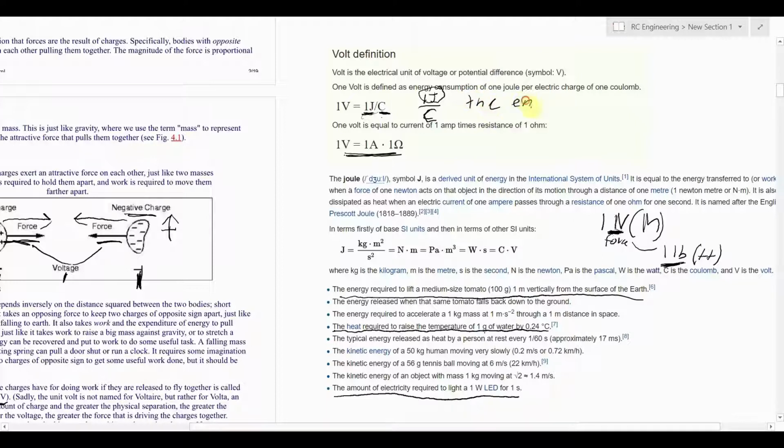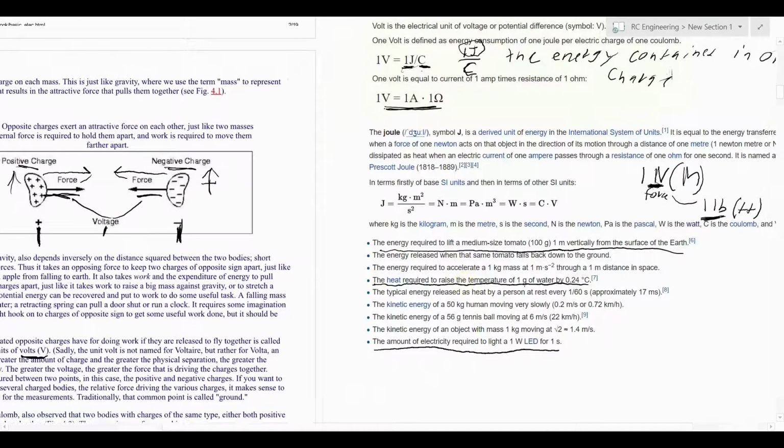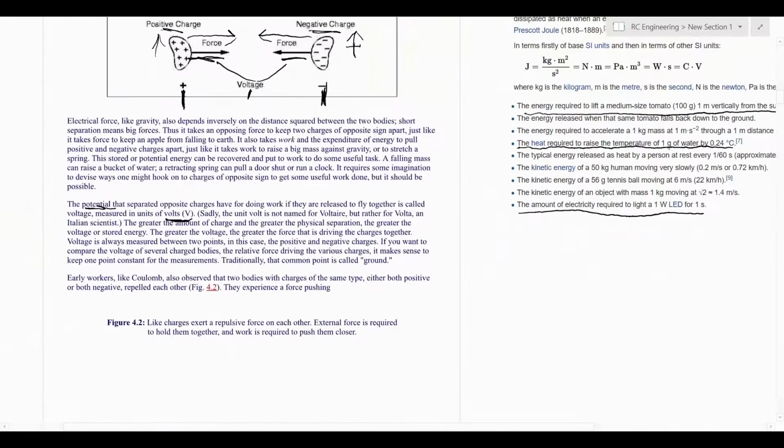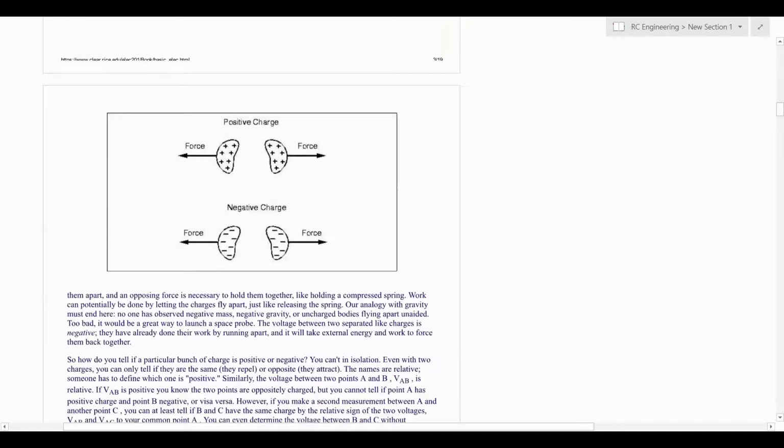What this means is the energy contained in 1 charge, right? So 1 volt is 1 joule of energy per coulomb. So it takes 1 coulomb to have 1 joule of energy, potential energy that can drive an LED, right? Or whatever.